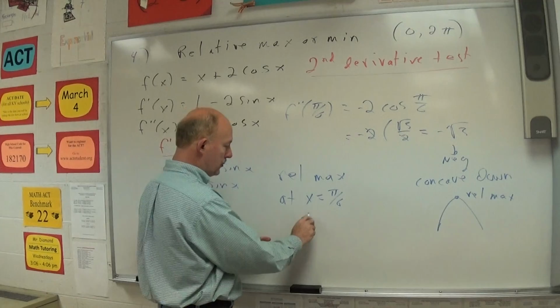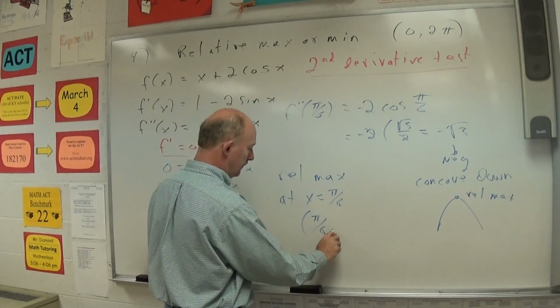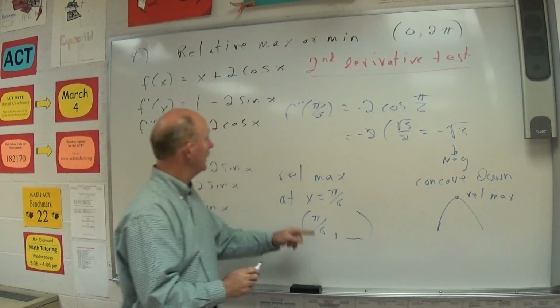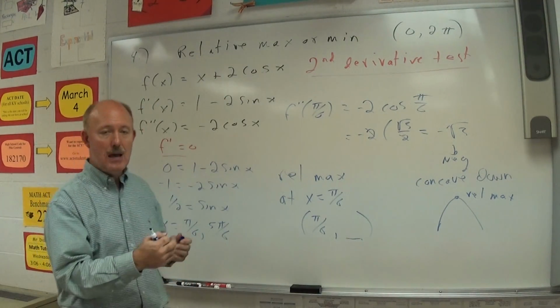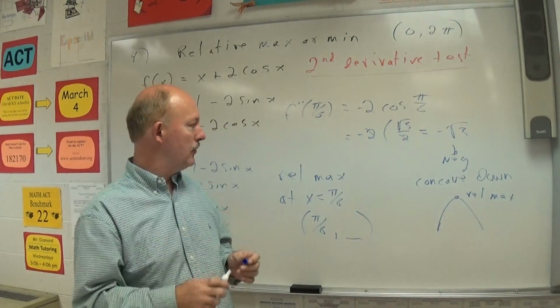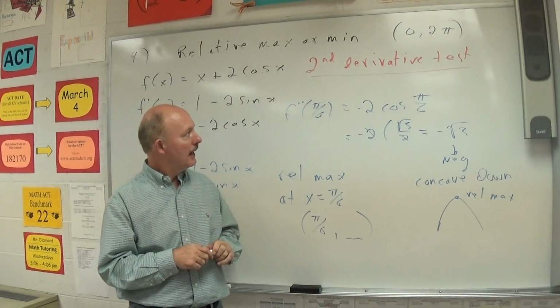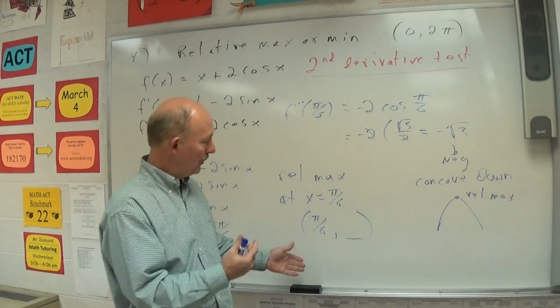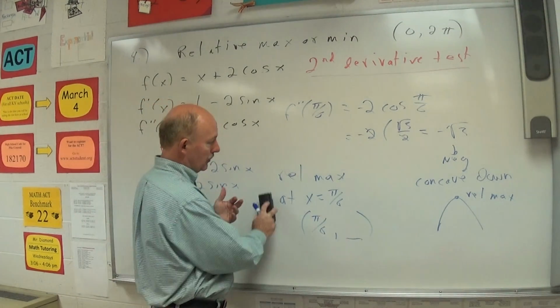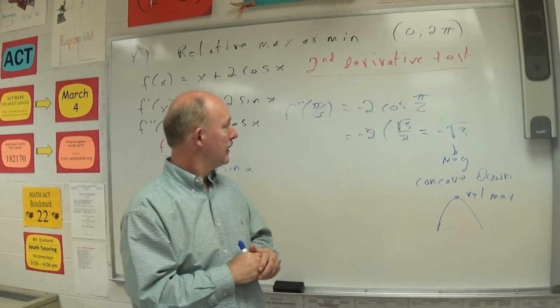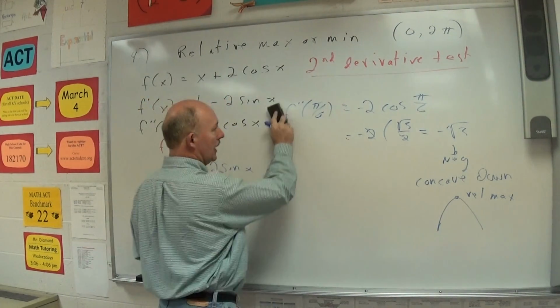Now, this is the x value. To get the actual number, you'd have to take the pi over 6 and substitute it back up into the original function. I'm not going to do that; I'm just getting the x value here. But very easily you can get the actual point, which would give us the actual maximum or minimum. So I'm not going to do that here. But let's check the other critical number now.